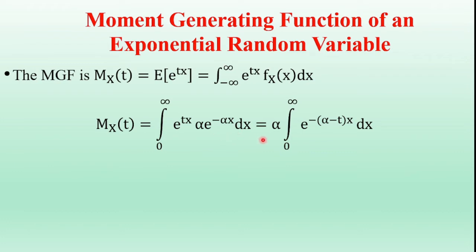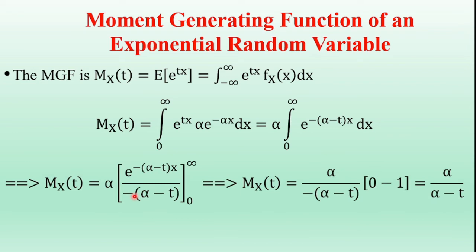Alpha is a constant, so that is written before the integration. So e^(tx) into e^(-alpha x) is written as e^(-(alpha minus t) x) dx. So integrating this exponential term, we get M_X(t) is equal to alpha into e^(-(alpha minus t) x) divided by minus (alpha minus t), over 0 to infinity.